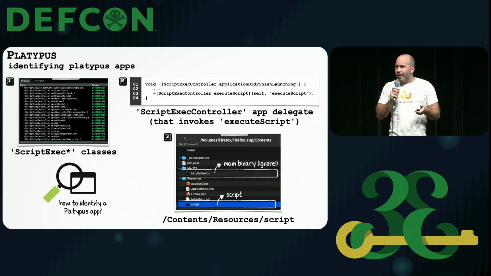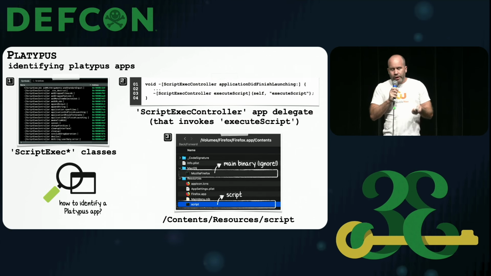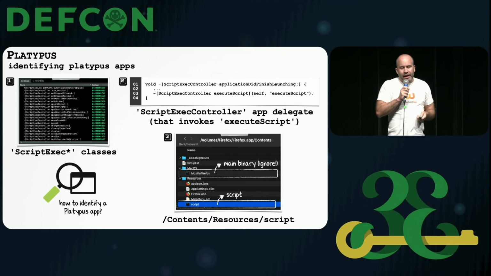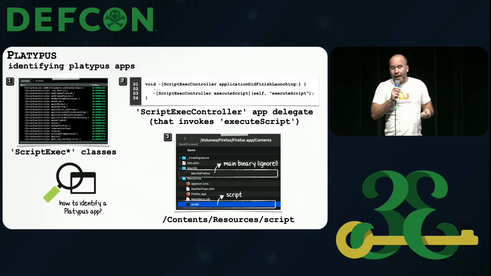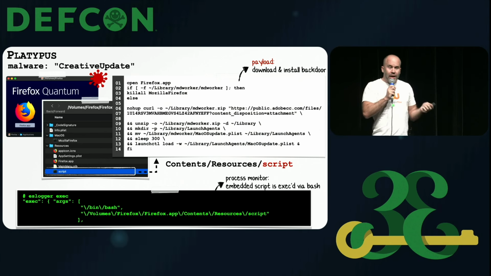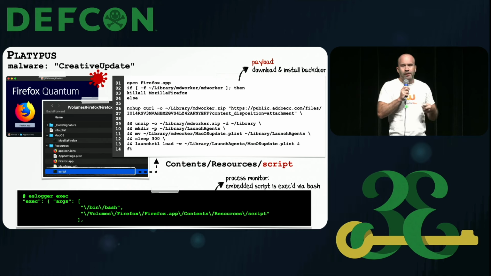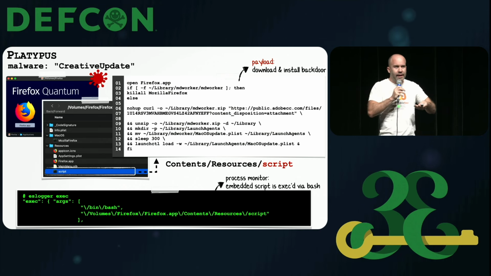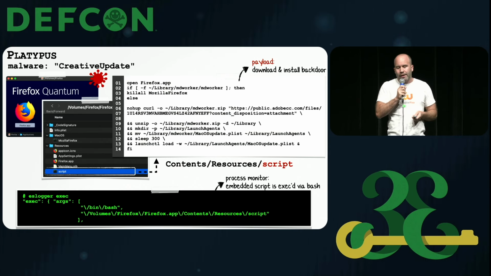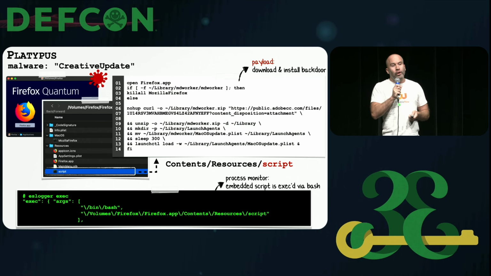So it turns out that if you look at an application bundle and it has a file in the resources directory, aptly named script, this is very likely an application that was created with Platypus. So now let's look at some malicious code that abused Platypus to distribute scripts in an application bundle to macOS users, starting with CreativeUpdate.